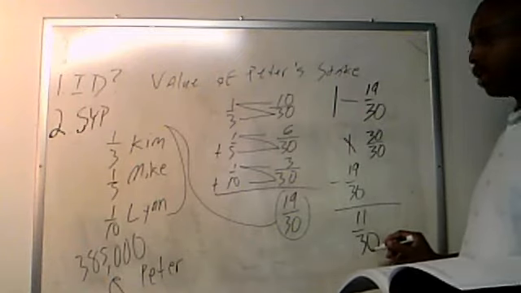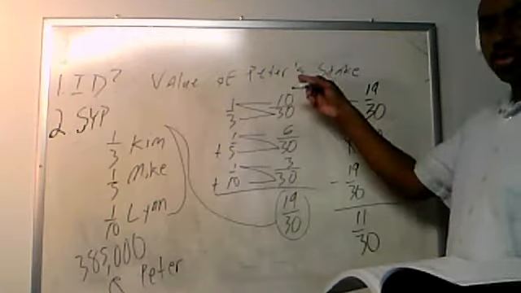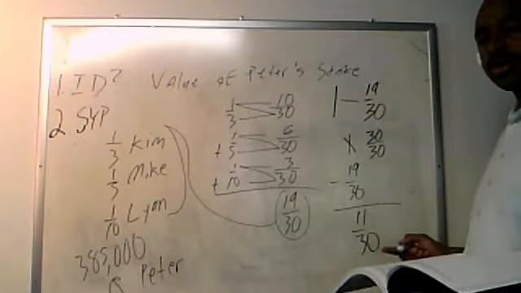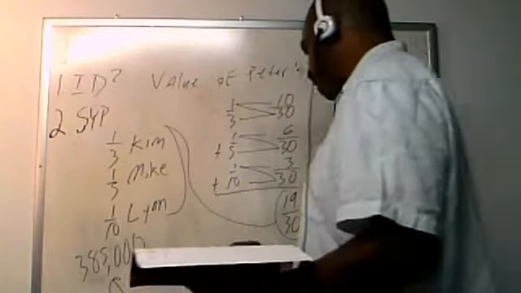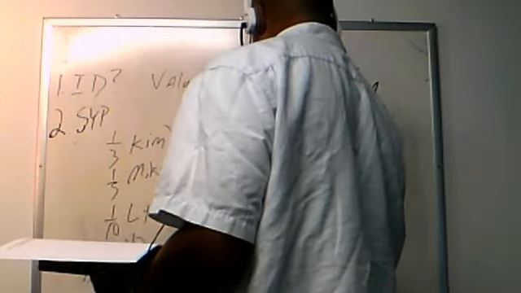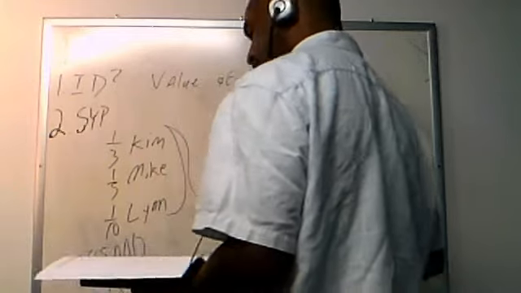Okay? And so, again, the question is not saying what fraction of the company Peter owns, it's saying what's the value of his stake. So we're going to take that 11/30 and multiply it by 385,000, and just going to put that over 1.